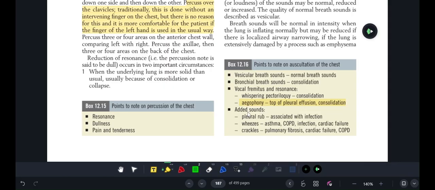Added sounds were pleural rub associated with infection, wheezes associated with asthma, infection, cardiac failure, and crackles or crepitations or rales, which are all the same things, associated with pulmonary fibrosis, cardiac failure and COPD.